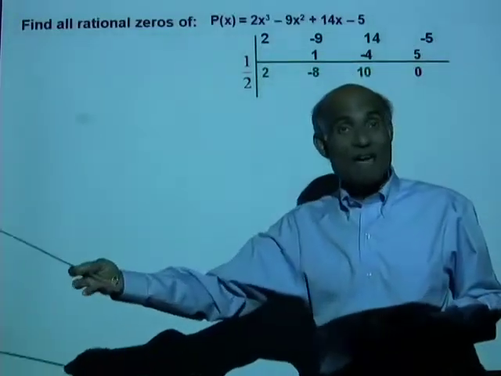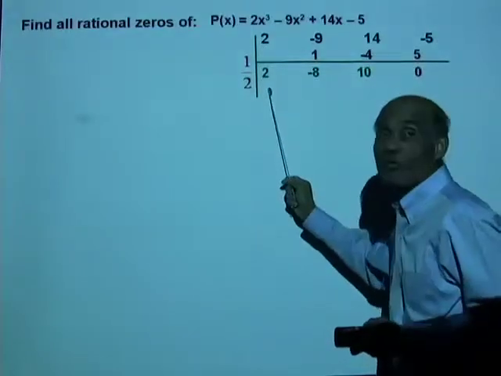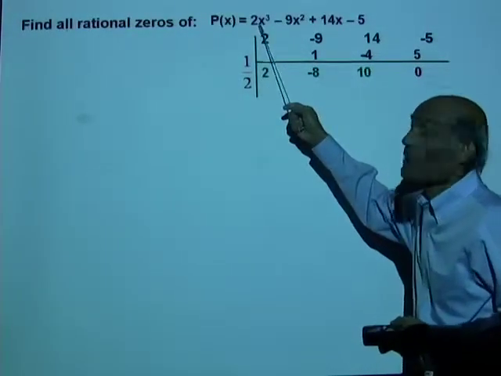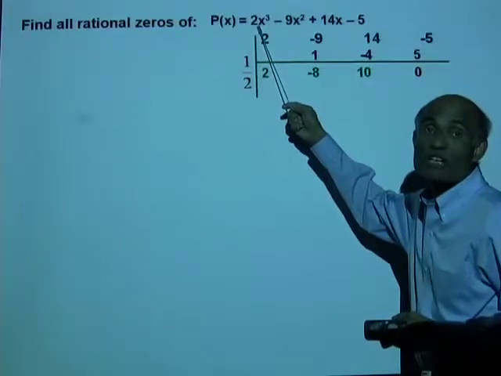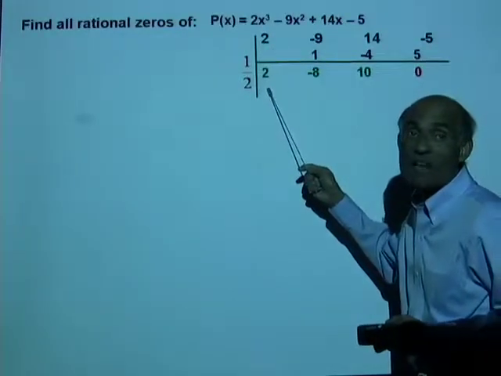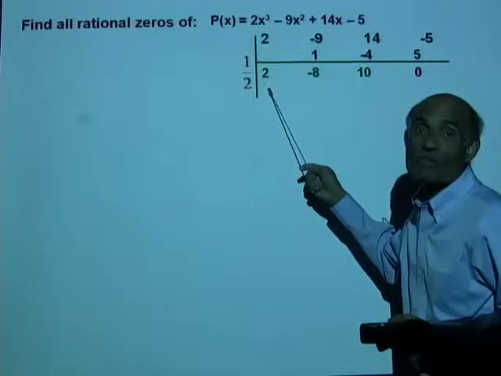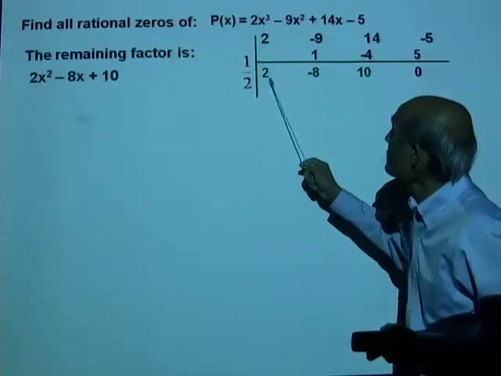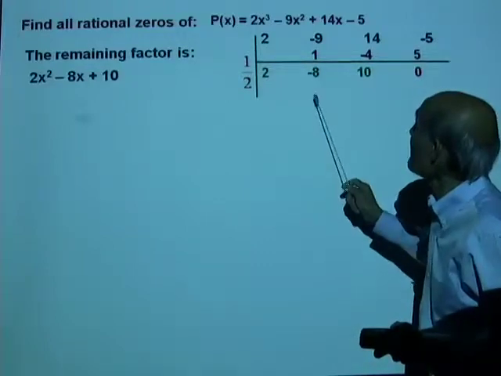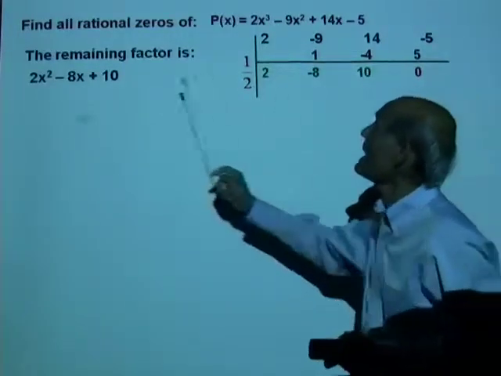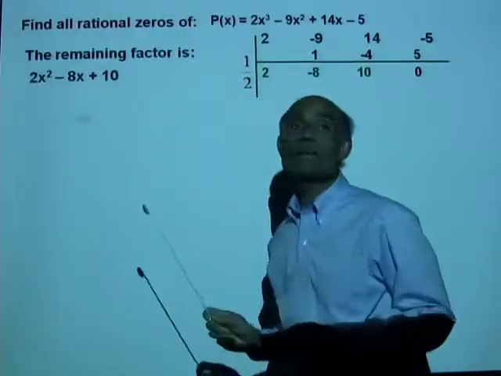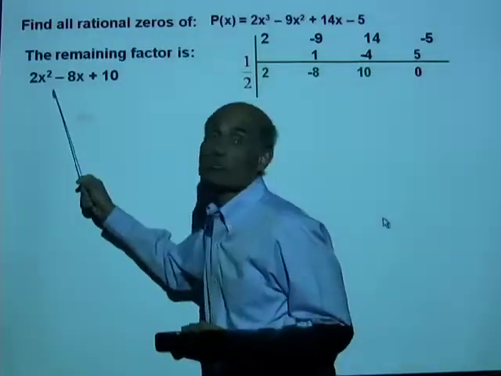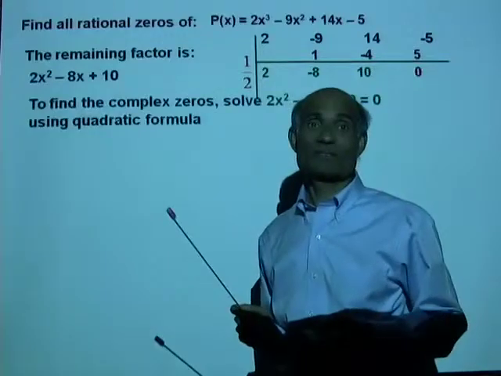x minus 1/2 is the factor. And what is the remaining factor? Since the degree of the polynomial is 3, the remaining factor must be of degree 2. So that will be 2x squared minus 8x plus 10 is the remaining factor. Alright, is it possible to factor it?